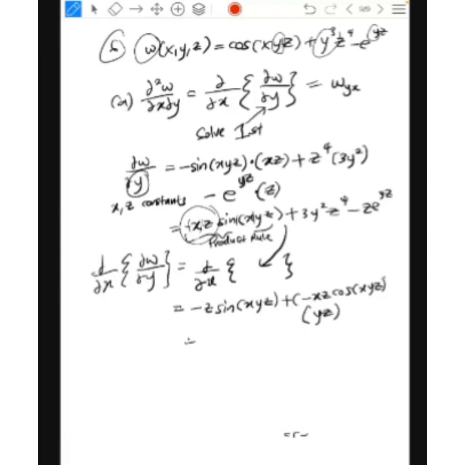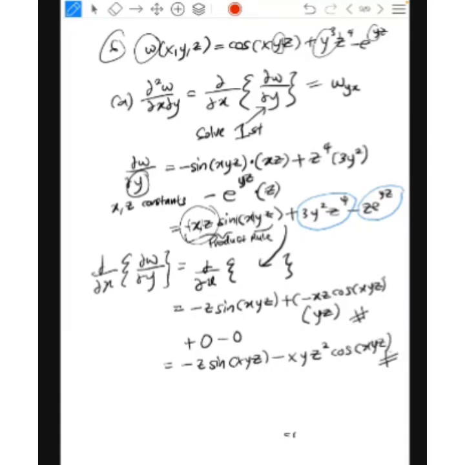Okay, so this one, it has no x, so akan jadi kosong. And then this one also, there's no x, right? Only have y and z, so everything will be a constant, so it will be 0 as well. So this one only will be your answer, which is negative z sine xyz minus xyz to the power of 2 cos xyz.